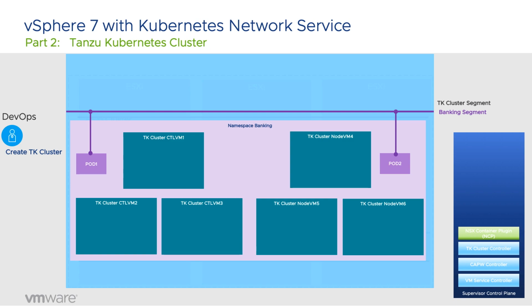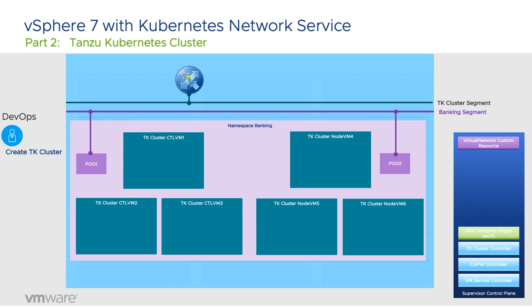As the virtual machines are being configured, CAPW creates a virtual network custom resource. NCP is watching for that resource and calls the NSX API to create a new segment and T1 router for the cluster. The VM service controller creates a virtual network interface resource for each VM, which NCP translates into the NSX virtual interfaces. The VM service controller then configures the VMs with these interfaces.